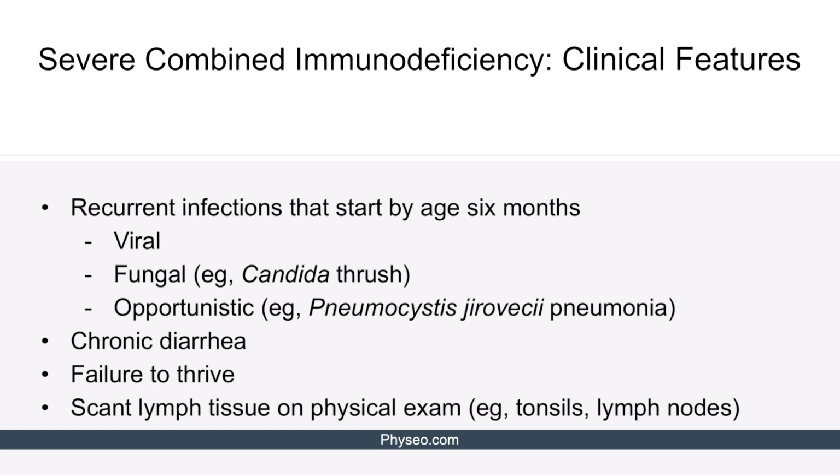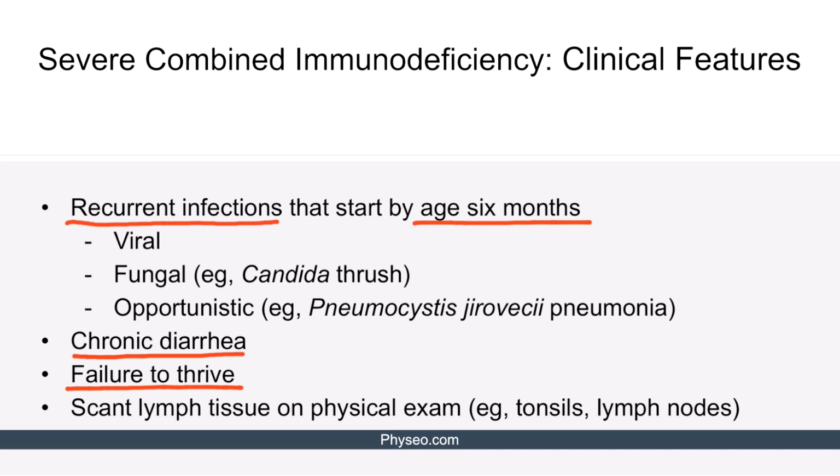When it comes to the clinical features of SCID, all patients will experience recurrent infections that will usually start by age 6 months. The infections can be viral, fungal, or opportunistic in nature, and the more common culprits include Candida, which causes thrush, and Pneumocystis jirovecii, which causes pneumonia. Most kids with SCID will also experience chronic diarrhea, and as a result of recurrent infections and persistent diarrhea, most will also experience a failure to thrive.